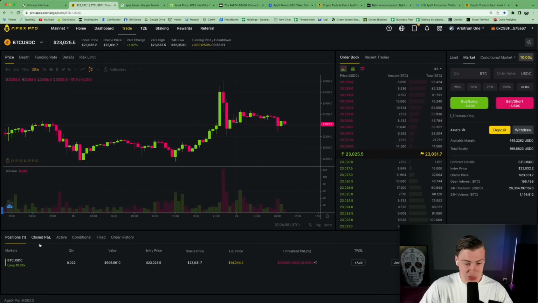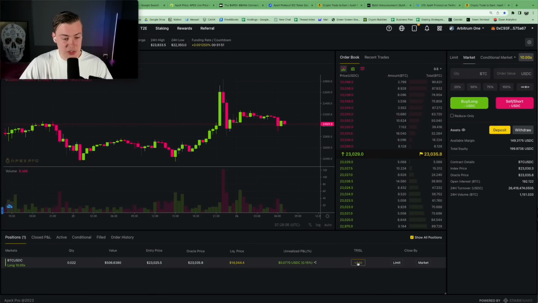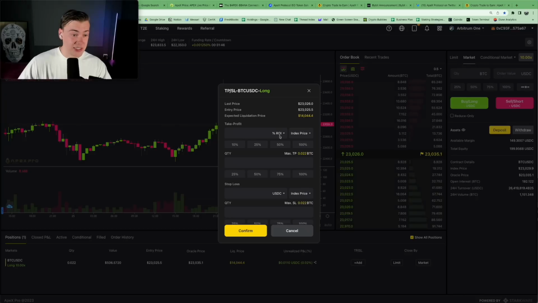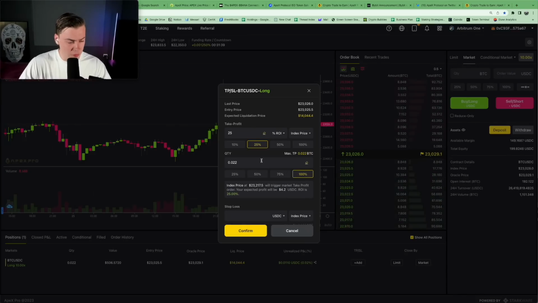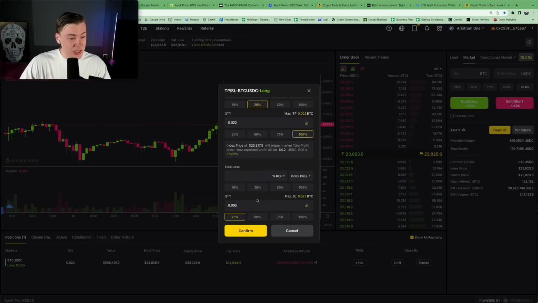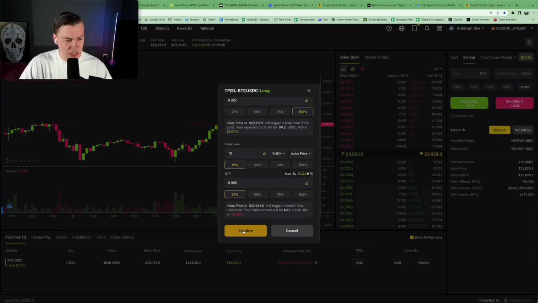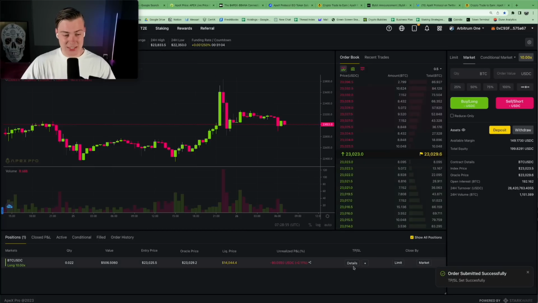Once I click that, it will automatically open my trade here, and in the bottom left you can see positions. So let's say I want to add a take profit or a stop loss. I click on add, then I select at what point I want to take profit. Let's say I want to take profit at 25% gains, and I want to do this for all of my Bitcoin position. Then I want to enter a stop loss, so I simply click the percentage that I'm willing to give up on my stop. Let's say I only want to set a 10% stop. I click on 10%, and then I click confirm, and it will automatically add my take profit and stop loss.